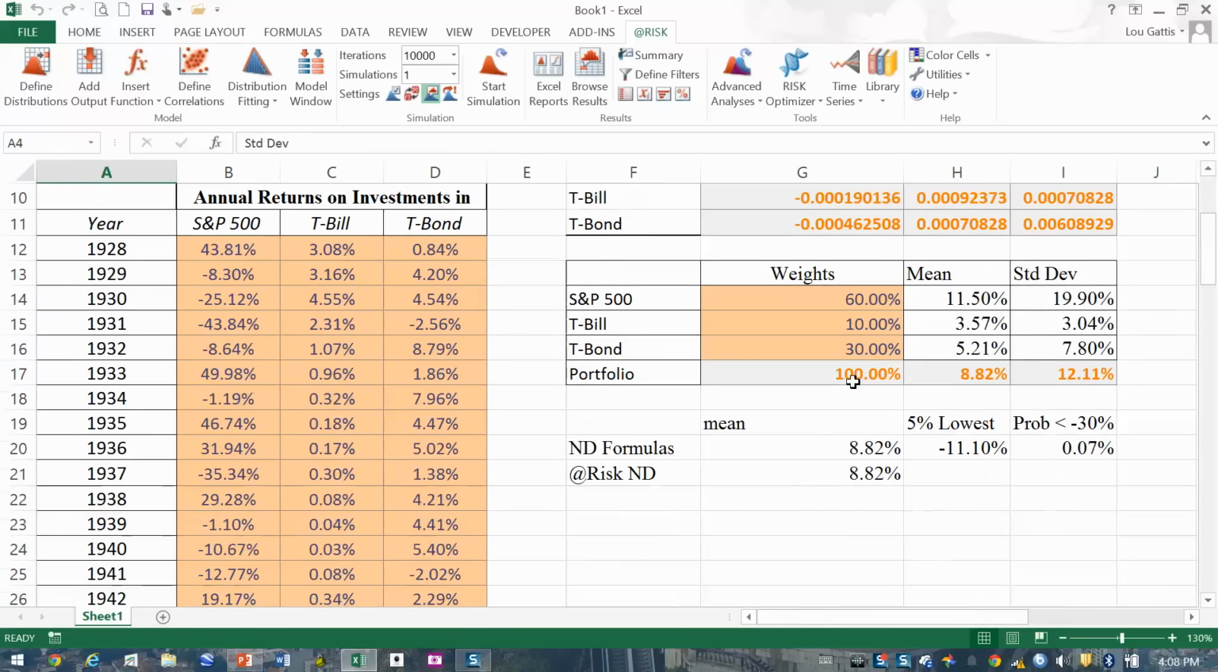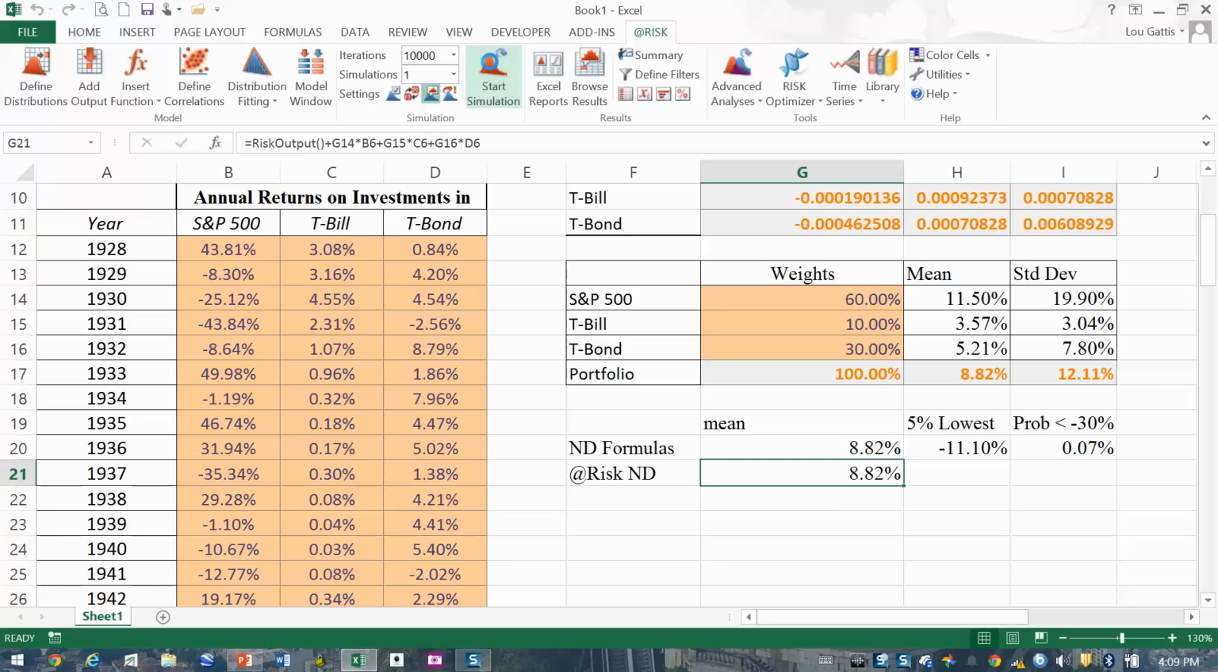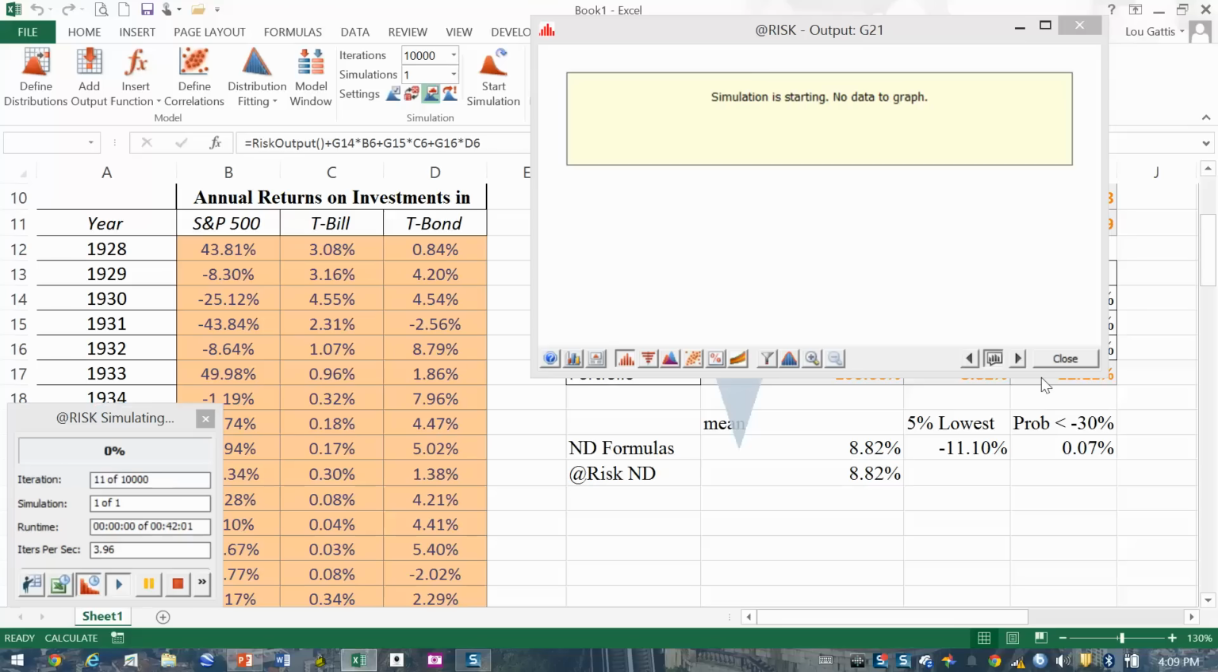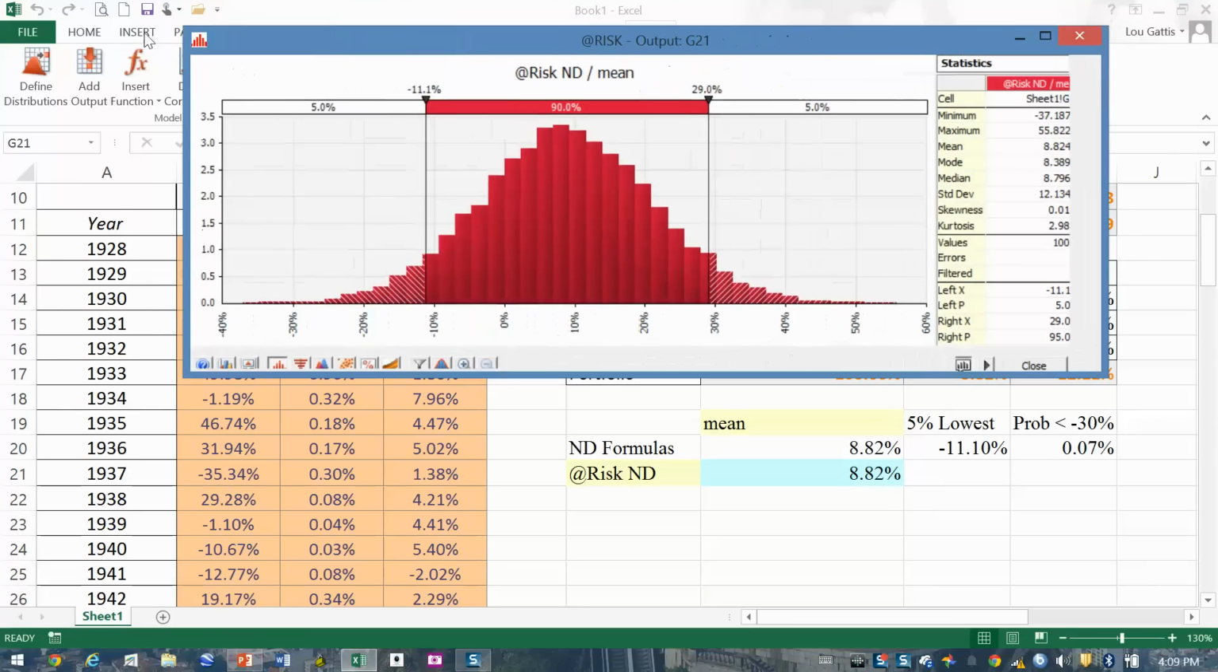Now, when I run my 10,000 iterations on this output, it's going to generate a random number for S&P returns. Then look at the correlation matrix. Using the correlation, then estimate a correlated random for T-bills. In other words, if this number happens to be high, it's going to be more likely to choose a high T-bill, and then do the same for T-bonds. So I'm going to run this simulation for 10,000. Okay, it's done.